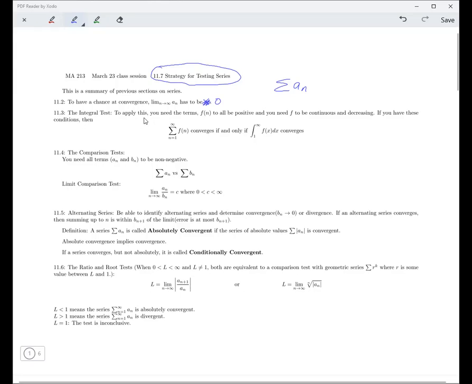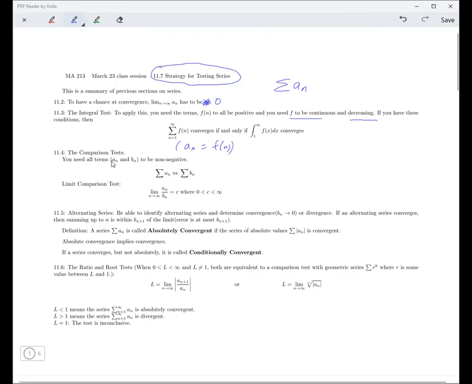11.3, the integral test. To apply this, you need all of the f of n's to be positive and decreasing, and f has to be continuous. And so this is like your a_n's right here. Or I should say the other way around: your a sub n is f of n in terms of the sequence. Okay, and then that's the integral test.